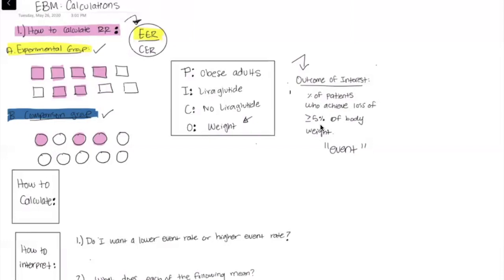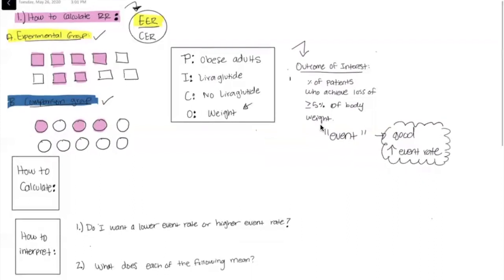Usually when you're looking at an event rate, it's an event of something negative, like the event rate for heart attack or stroke, or the event rate of death, mortality. But in this case, our event is something that we actually want. We want patients, ideally, to lose more than 5% of their body weight in this specific example with this specific PICO question. So in this case, our event is a good thing. So we want a higher event rate. So keep that in mind so that when we get to the interpretation part of things, this is easier to understand.